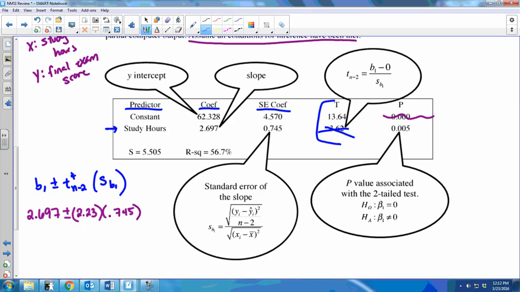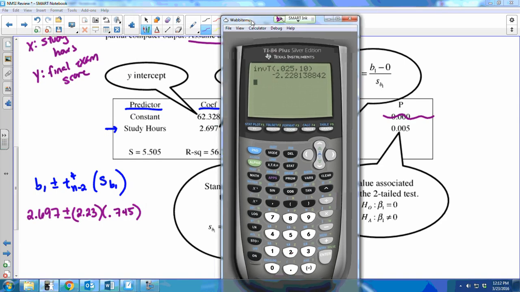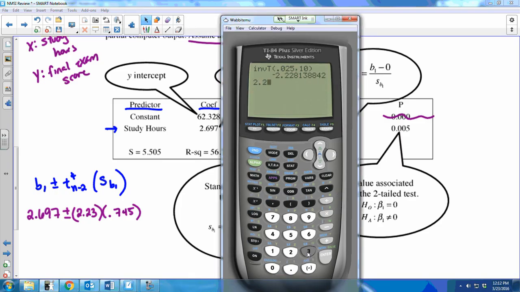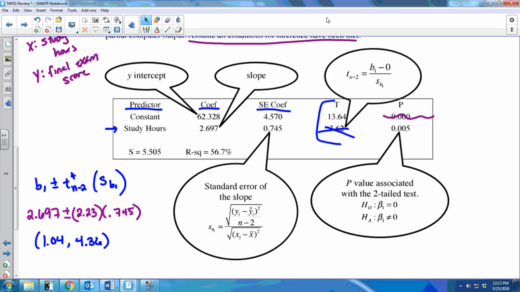So we're going to find that interval really fast. 2.23 times 0.745 is 1.66, so 2.697 minus that, 2.697 plus that. I get an interval of 1.04 to 4.36. So now I'm in the mechanics. Again, the mechanics for this every time: you should just be able to look at the table and pick out the stuff. All right?